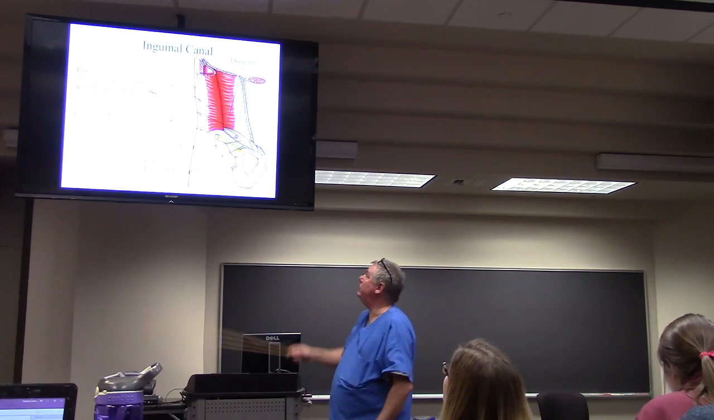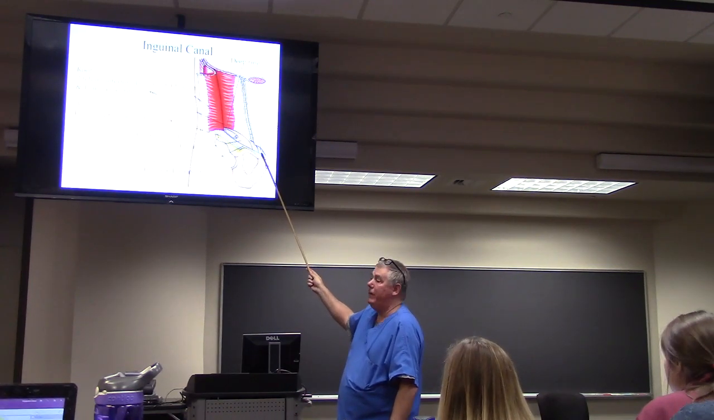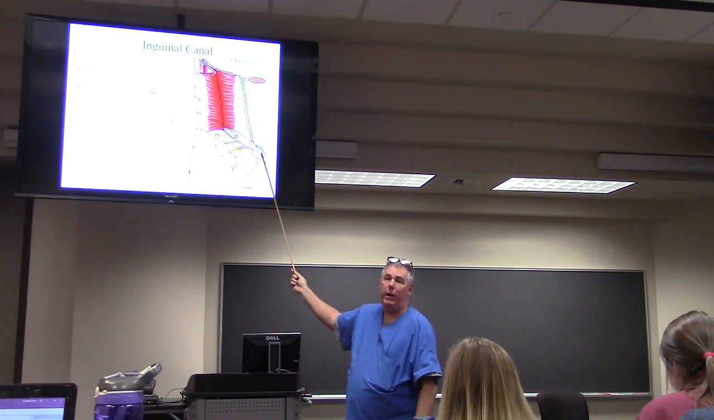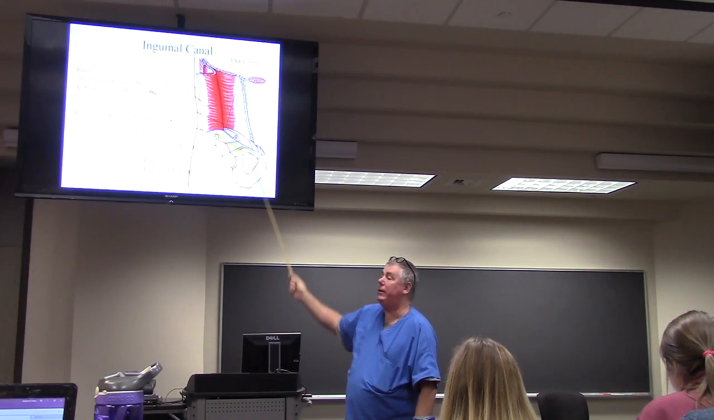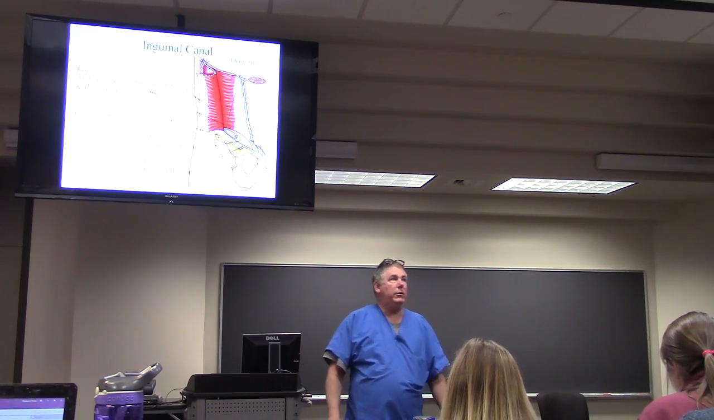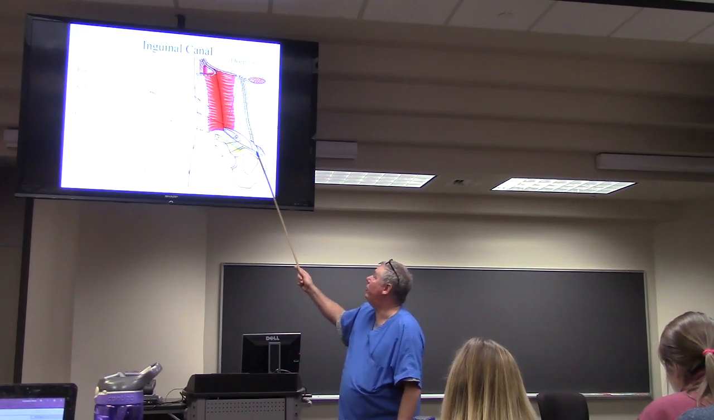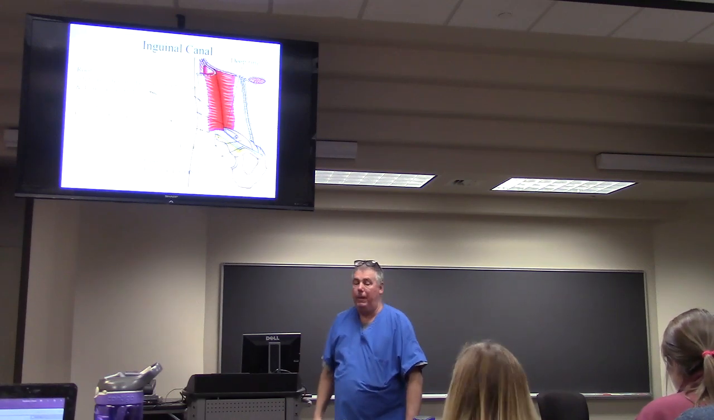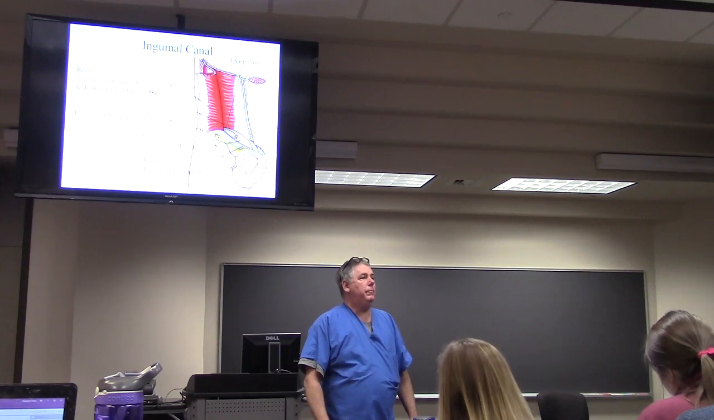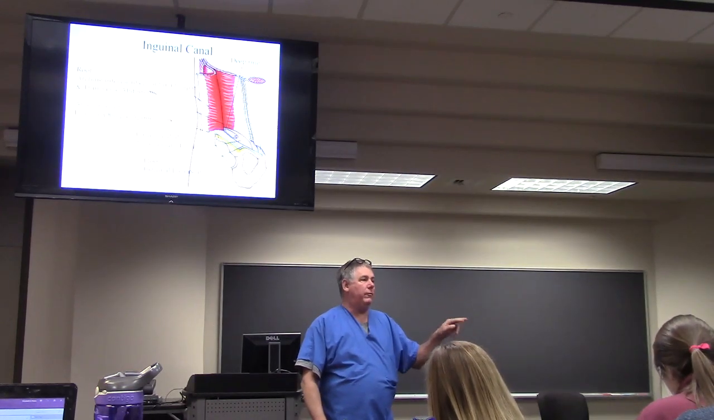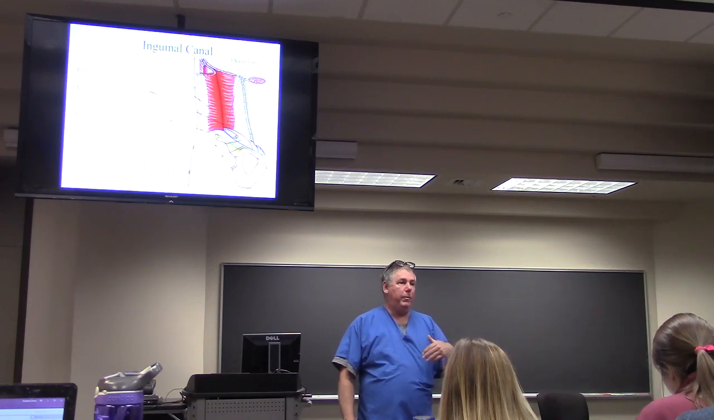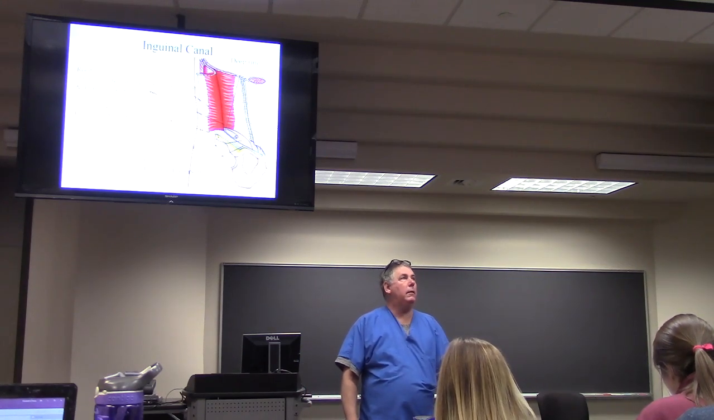The two tendons right here of the internal abdominal oblique and transversus abdominis join to form a thing called the conjoint tendon. It's the most medial part right here at the pubic tubercle. I'll explain why that's important later on. It's the internal abdominal oblique and transversus abdominis, the two deeper layers of muscle. They form the conjoint tendon.